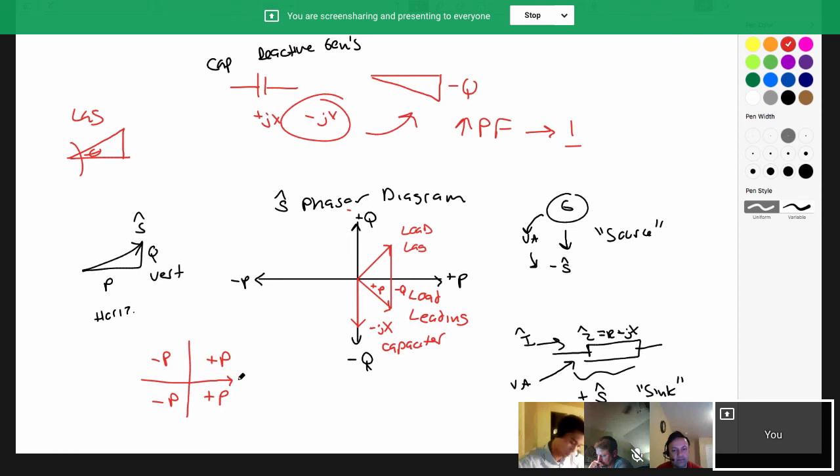Right. And we can also say for reactive power, we've got, how about that? Does that look good to everybody? Okay.